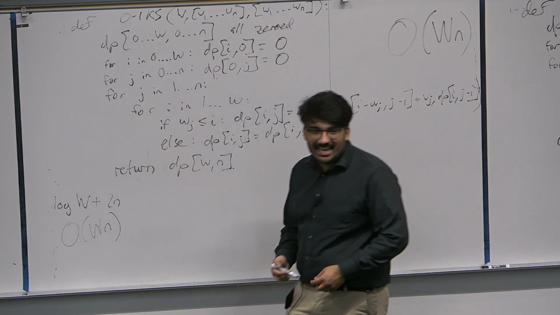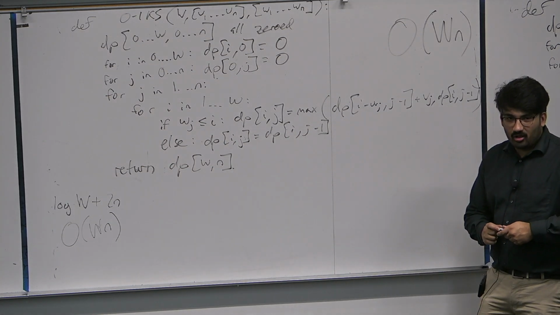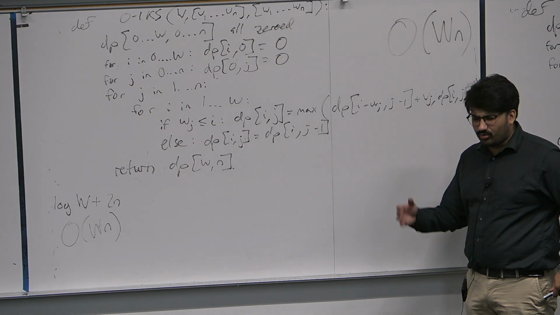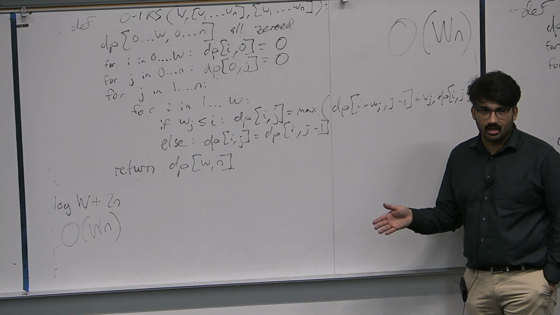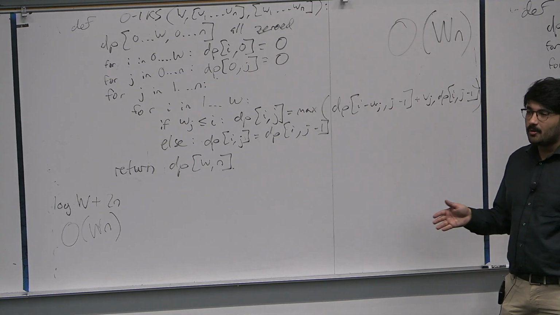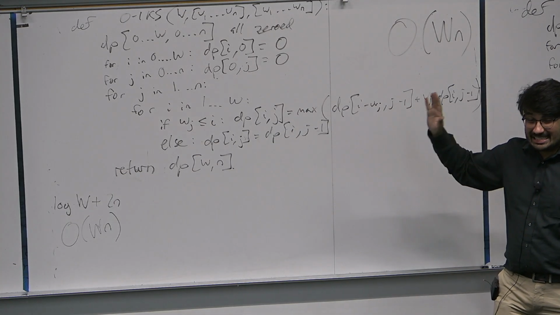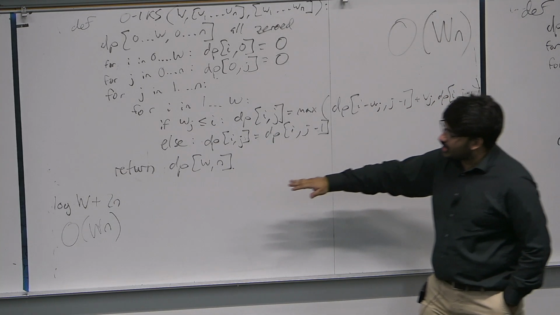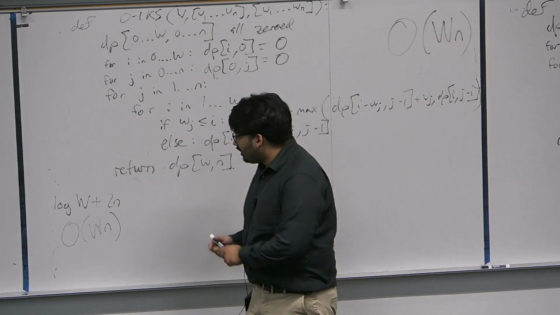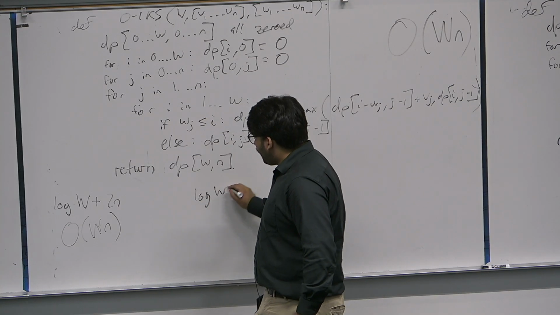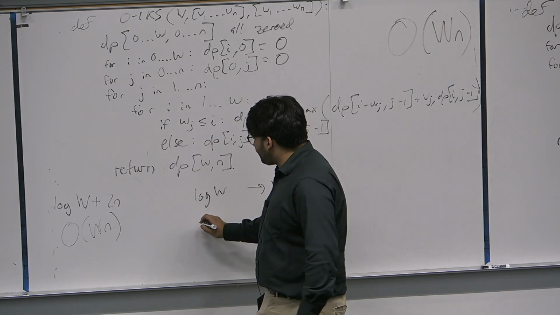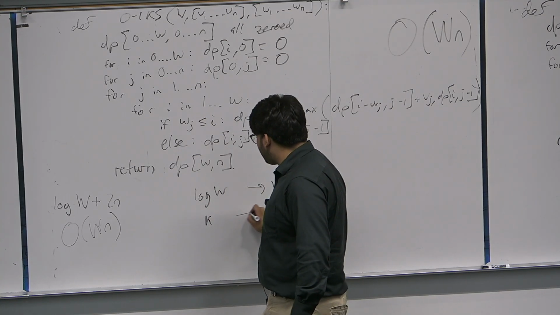in fact, this is an exponential algorithm. The runtime of this algorithm is exponential in the size of the input. So there's no 2 to the n, but it is still exponential. The difference between log W and W is as big of a difference as between, I don't know, k and 2 to the k.